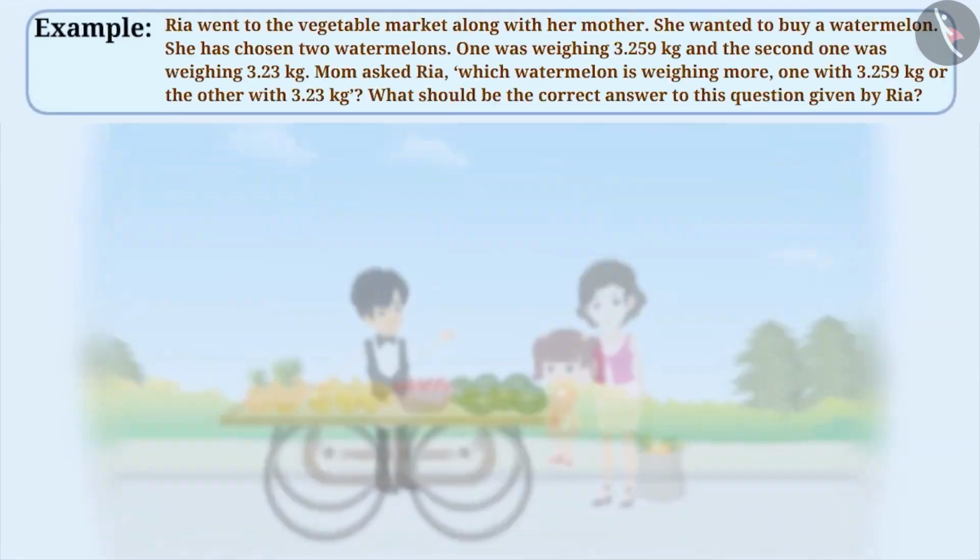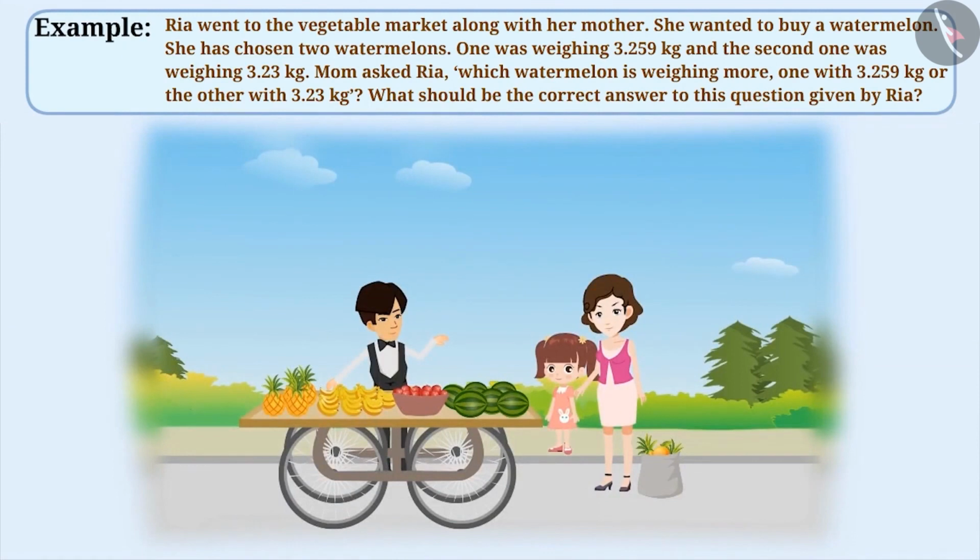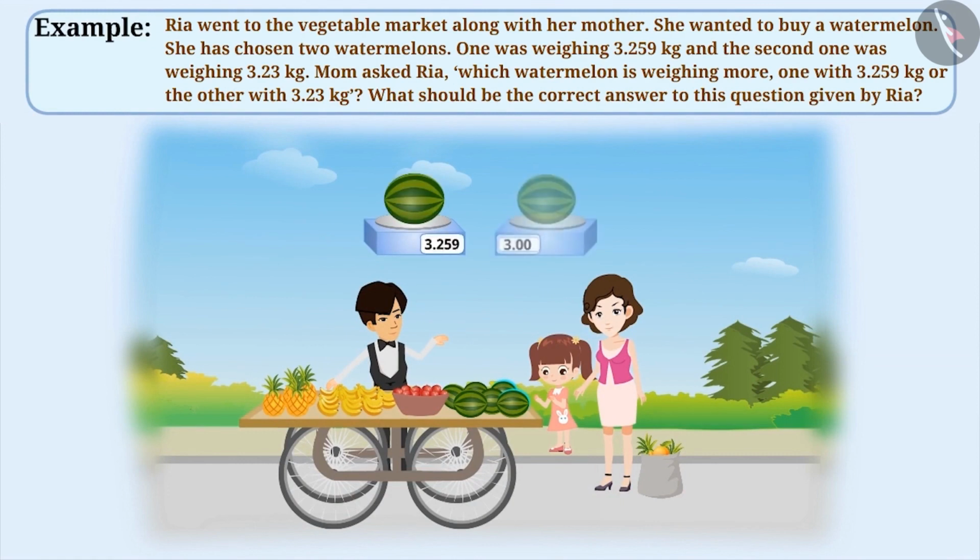Next example. Ria went to the vegetable market along with her mother. She wanted to buy a watermelon. She has chosen two watermelons, one weighing 3.259 kg and the second one weighing 3.23 kg. Mom asked Ria which watermelon is weighing more, the one with 3.259 kg or the other with 3.23 kg. What should be the correct answer to this question given by Ria?